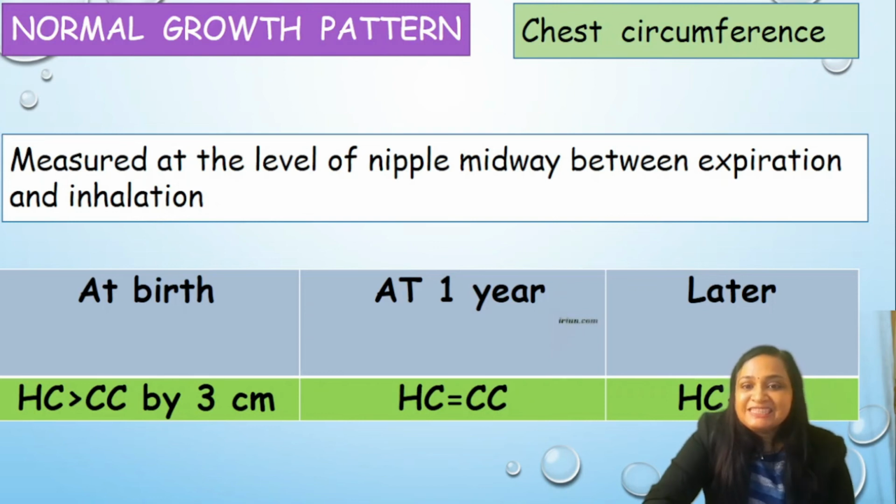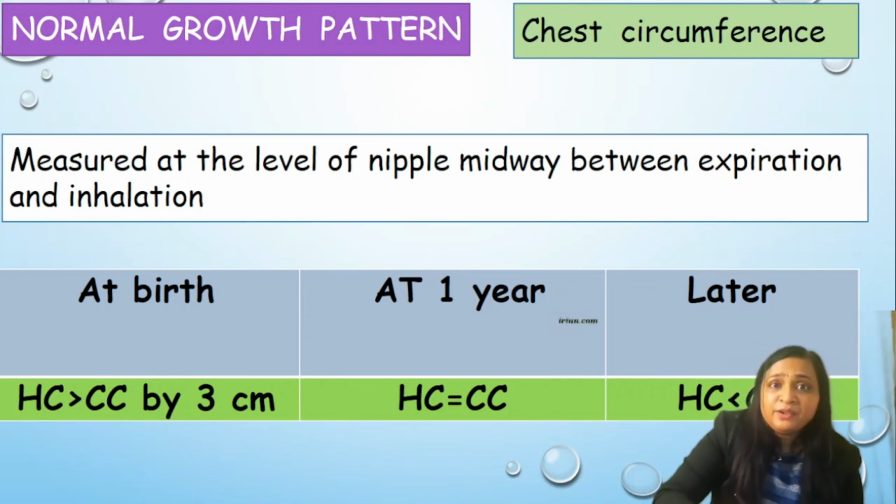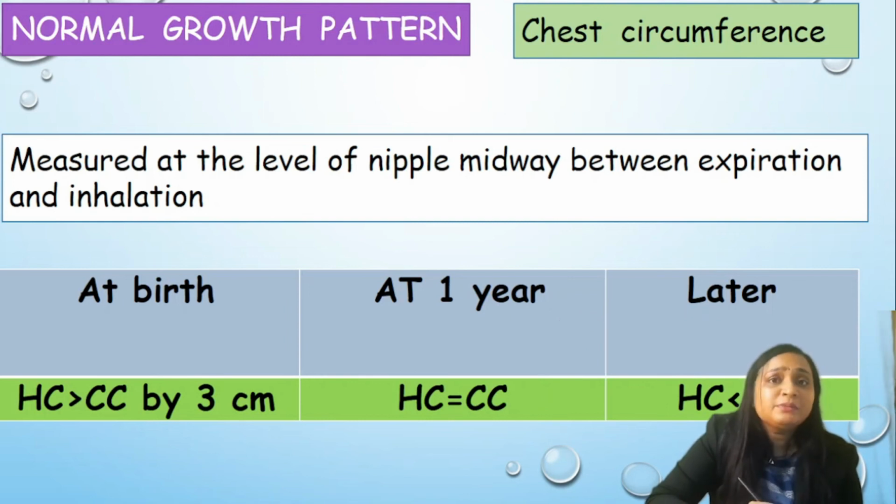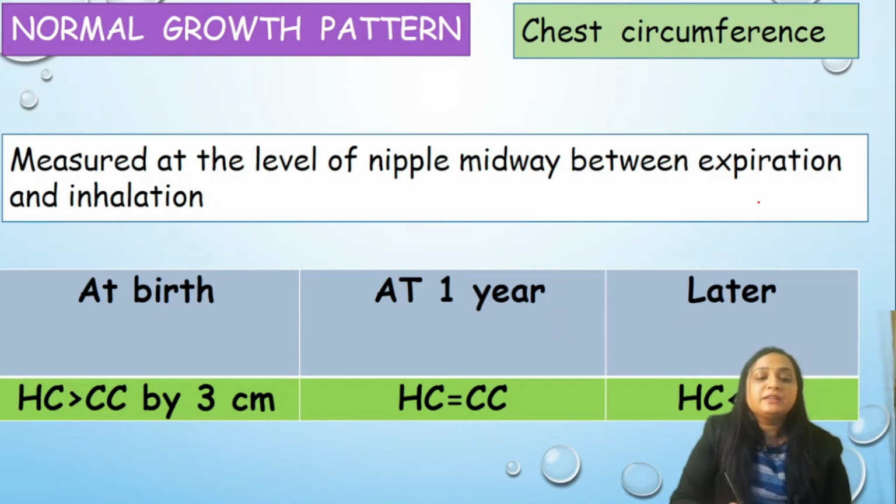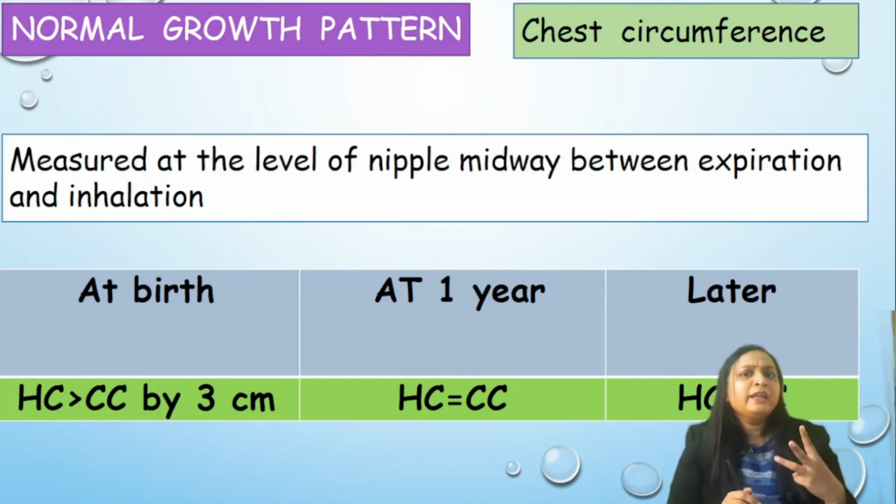Now the last is chest circumference. How are we going to measure it? It is very simple. We have to measure it with a non-stretchable measuring tape at the level of the nipple, midway between expiration and inhalation. Only three things have to be remembered.